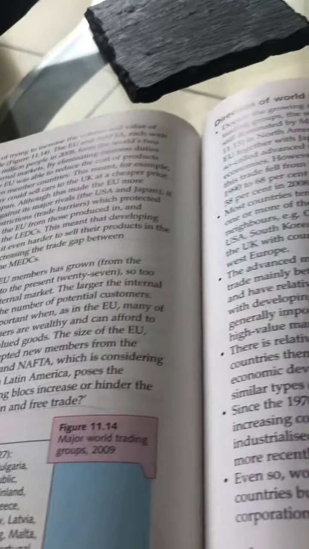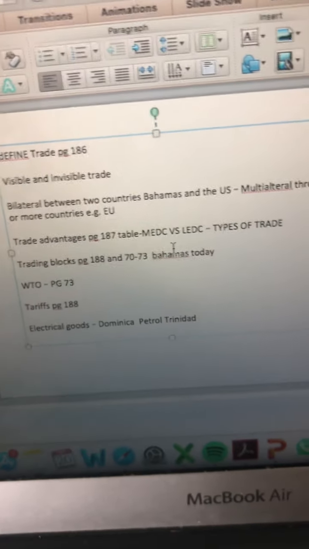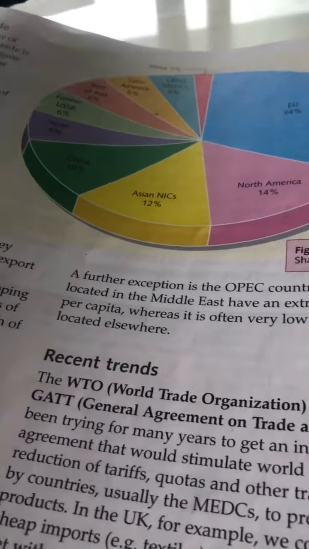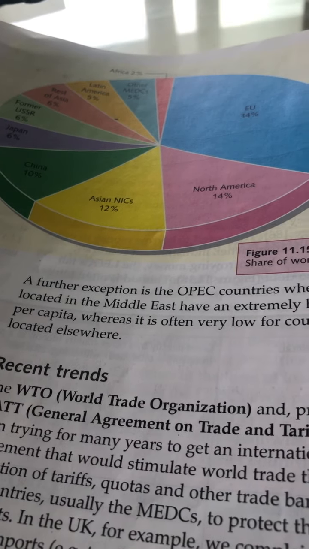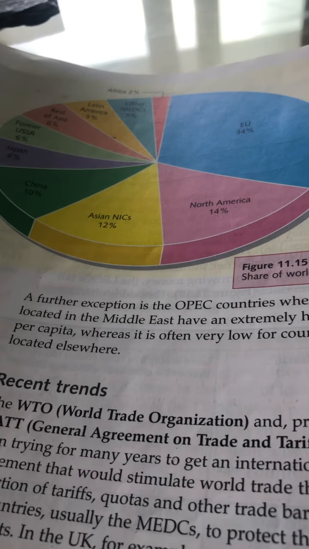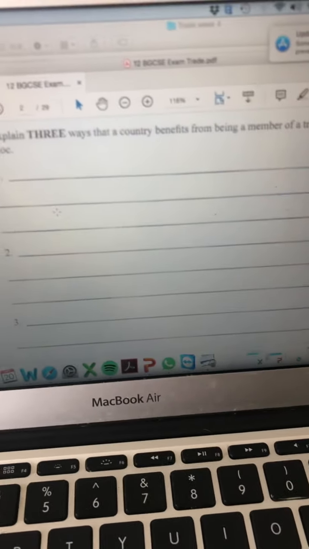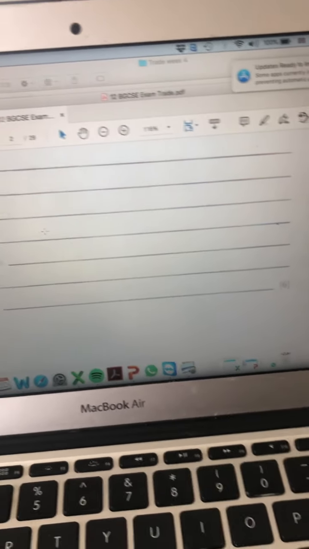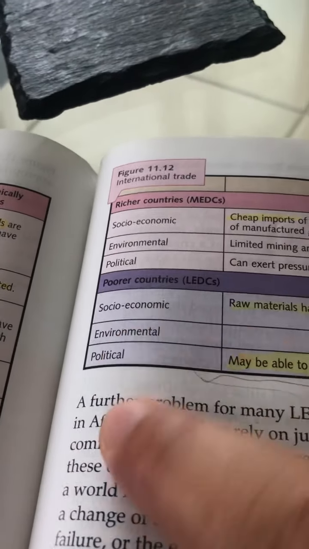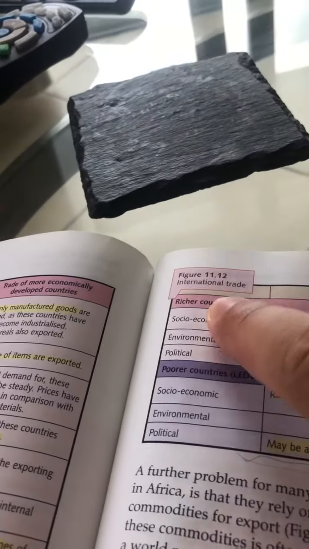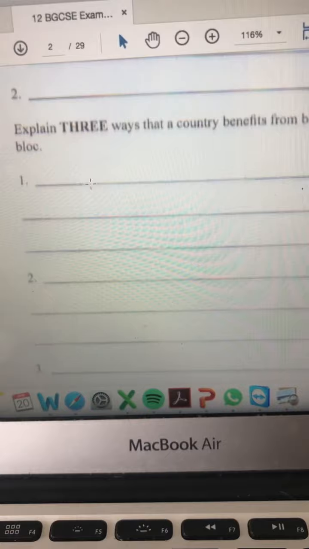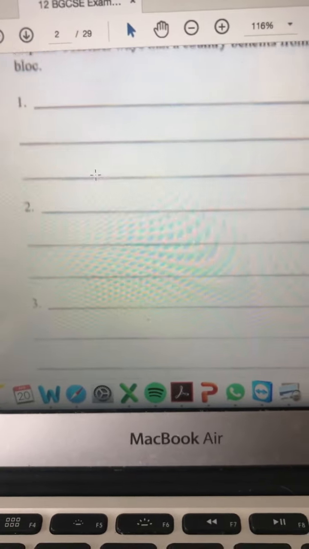It talks about it here. But then in the Bahamas Today on page 70 to page 73, it talks about the examples in the Bahamas, okay? And you will be able to add those in there. Using that information from those pages, you can add the two trade blocks and then explain the benefits. Okay, think about when you're explaining, similar to how this table is here, it's got social, environmental, political, socio-economic. Sorry. So you could try and think of what those benefits are, thinking about social, economic, and environmental.